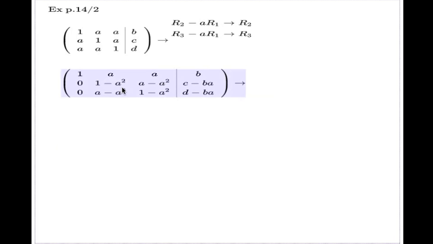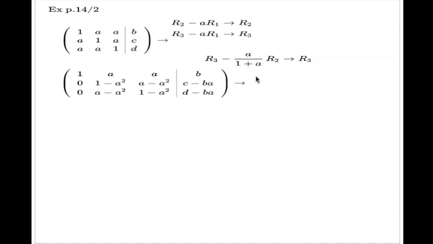Now, let me ask you this. What do you think we should do with this matrix now? We already created one pivot. This one is already the pivot. Now we have to create a pivot here. Do you think 1 take A squared will go for a pivot? If you want to vanish this element, the kind of elementary row transformation we need is the one here.